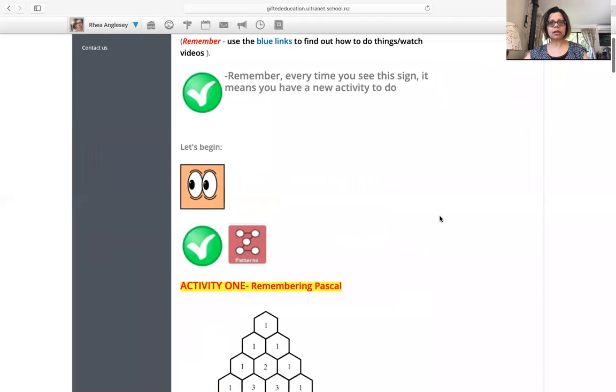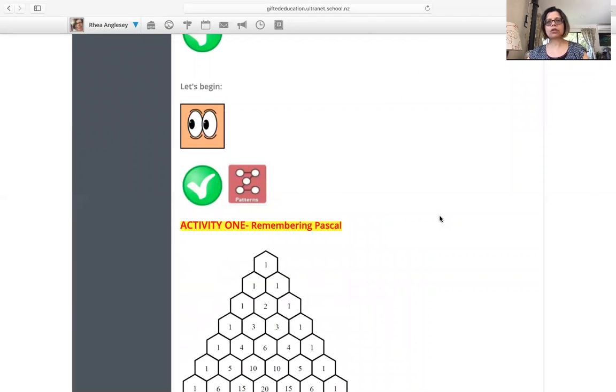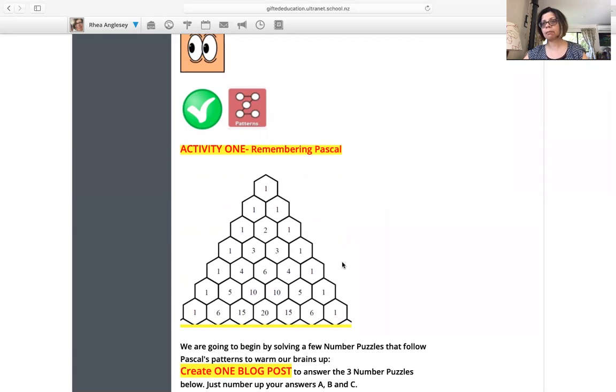In this session, we are going to start off by remembering Pascal. Okay, Pascal and his wonderful triangle, and as you can see, we have got the pattern card from Kaplan's Depth and Complexity of Thinking cards. We are looking at patterns because Pascal's numbers were all about patterns, right? So, what do you have to do?